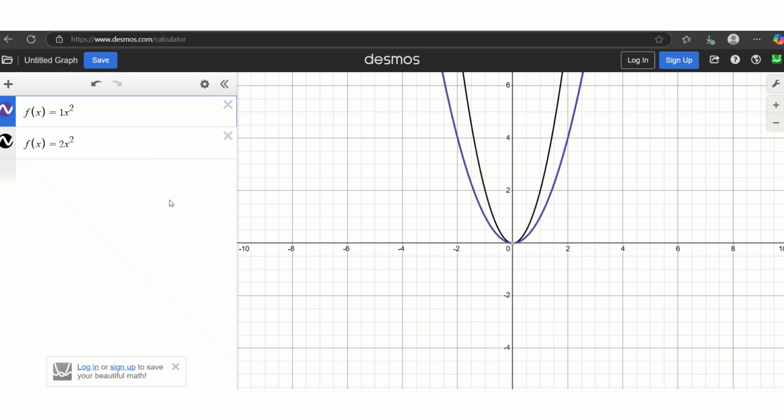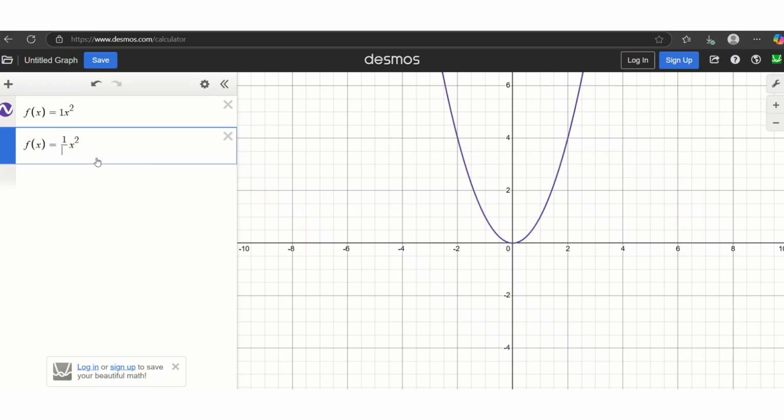So now we might want to look at, okay, what happens if I have a number less than 1? What if instead of a 2, I have a 1/2? And what you can see here is that it got wider. And so we might say it's wider or it's fat, but the best way to describe it for most Algebra 2 students is it is compressed. It's like somebody is pushing down on it vertically.